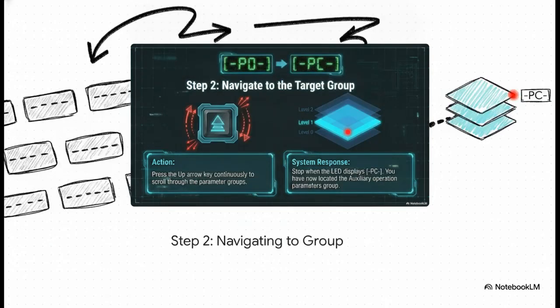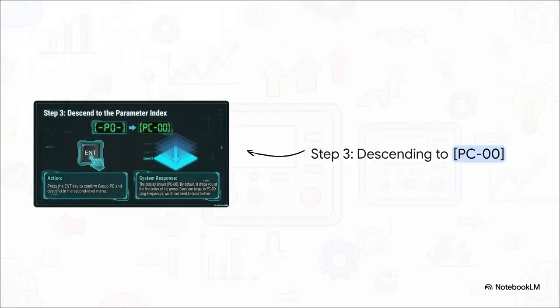But P0 isn't what we want. We need the auxiliary operation parameters, which are located in group PC. So we press the up arrow key continuously, scrolling across the first level until we locate our target. We stop when the LED displays -PC-. Now that we're on the right floor, we have to find the right room. By pressing the enter key, we dive 1 level deeper into level 2. The display shifts to PC00. By default, it drops us right at the door of the very first index in that group.